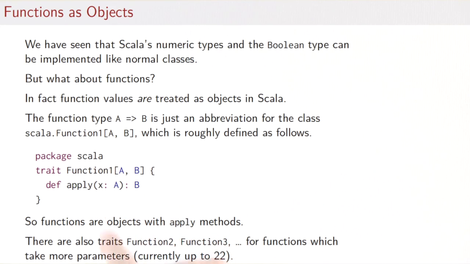What you've seen here was the definition for functions of a single argument, but there are also classes Function2, Function3, and so on, for functions that take more parameters. Currently we have those function traits up to 22 parameters, but in the future there might be more, or we might be more flexible in that.